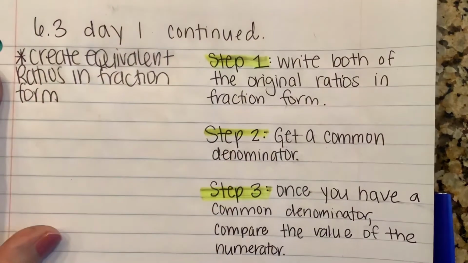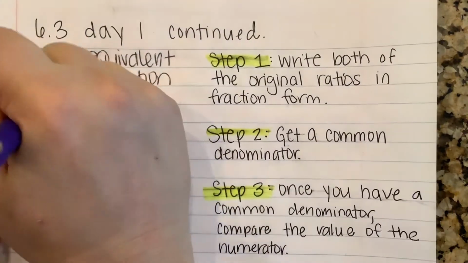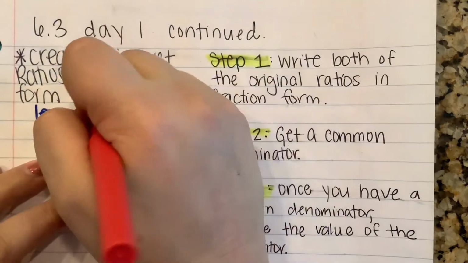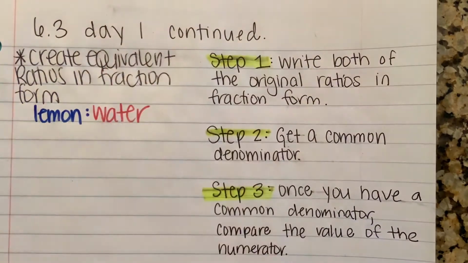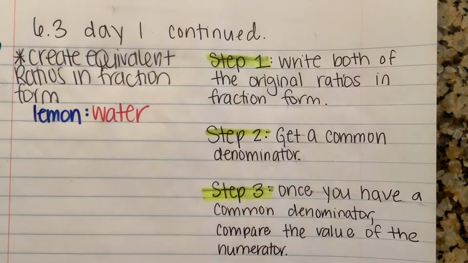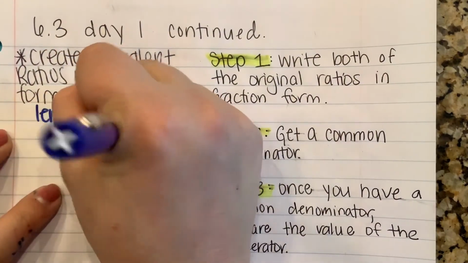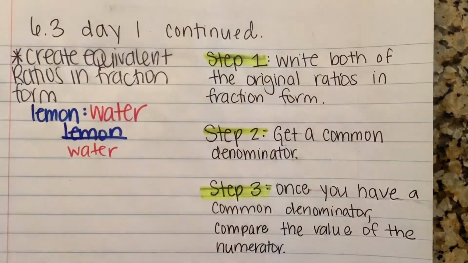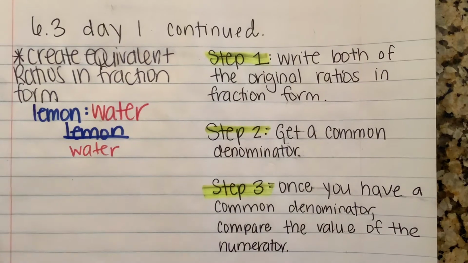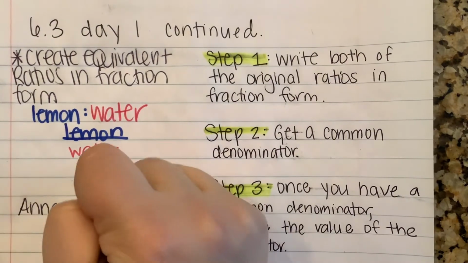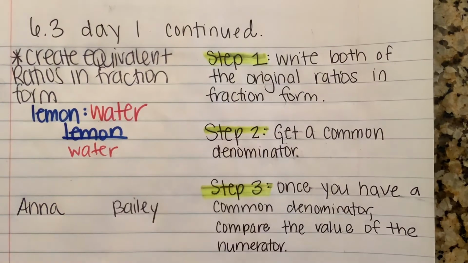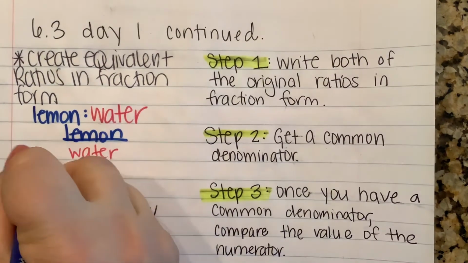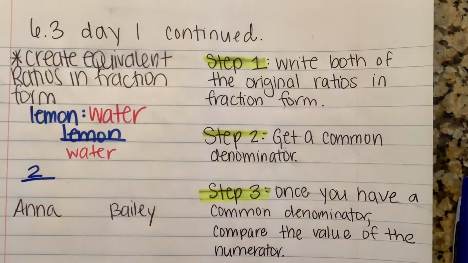Okay, so we're still working with that original problem, and we know we had lemon juice to water. And when we put our ratio in fraction form, remember the first quantity in our ratio is the numerator. So I'm going to show that lemon over water in fraction form. And I want to first deal with Anna's recipe, and then I'm going to deal with Bailey. So we had said that Anna's recipe was 2 to 3. So in fraction form, I would write that 2 over 3.